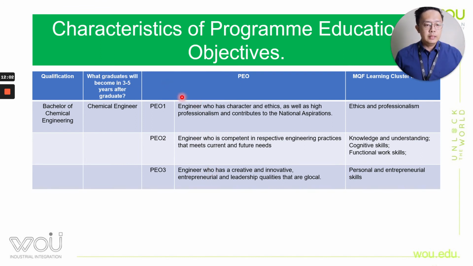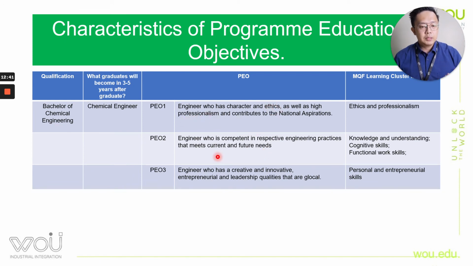So firstly, what is this PEO for? Bachelor of Chemical Engineering, for example, states the qualification. What will a graduate become 3 to 5 years after graduating? If they study chemical engineering, we believe that they will become chemical engineers. And then this is the PEO, the title: engineer who has the character of ethics as well as professionalism and contributes to the national aspiration. So how does this PEO map to the MQF learning cluster? The learning clusters that map to this PEO include ethics and professionalism. How can I see it? Where's the keyword? Ethics and professionalism over here.